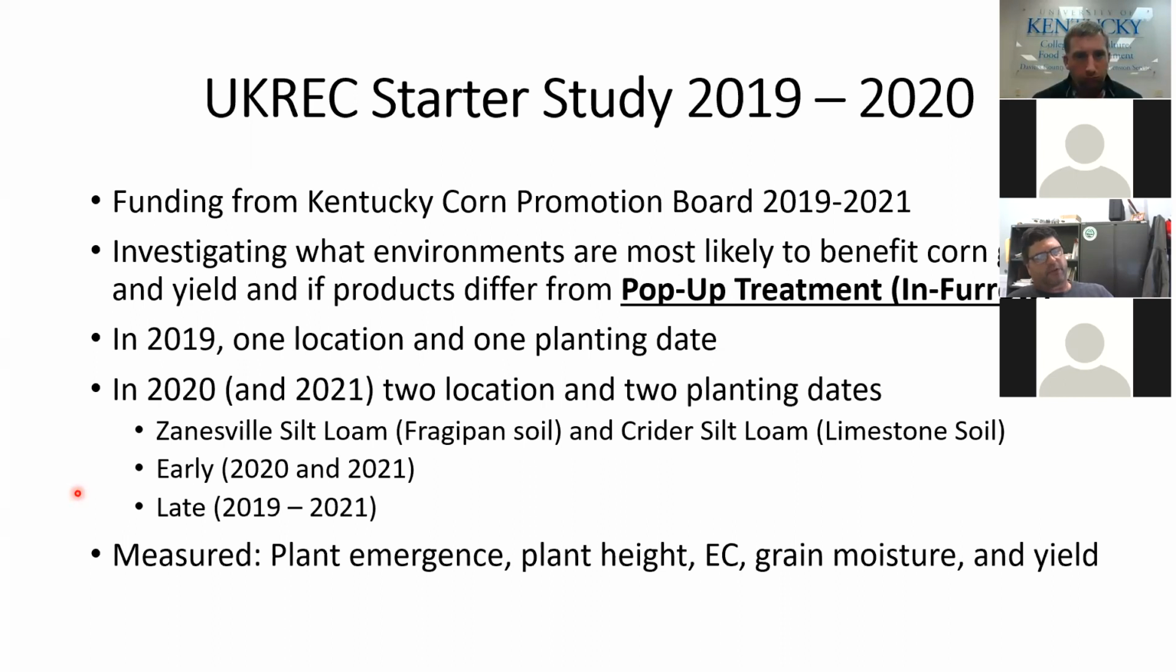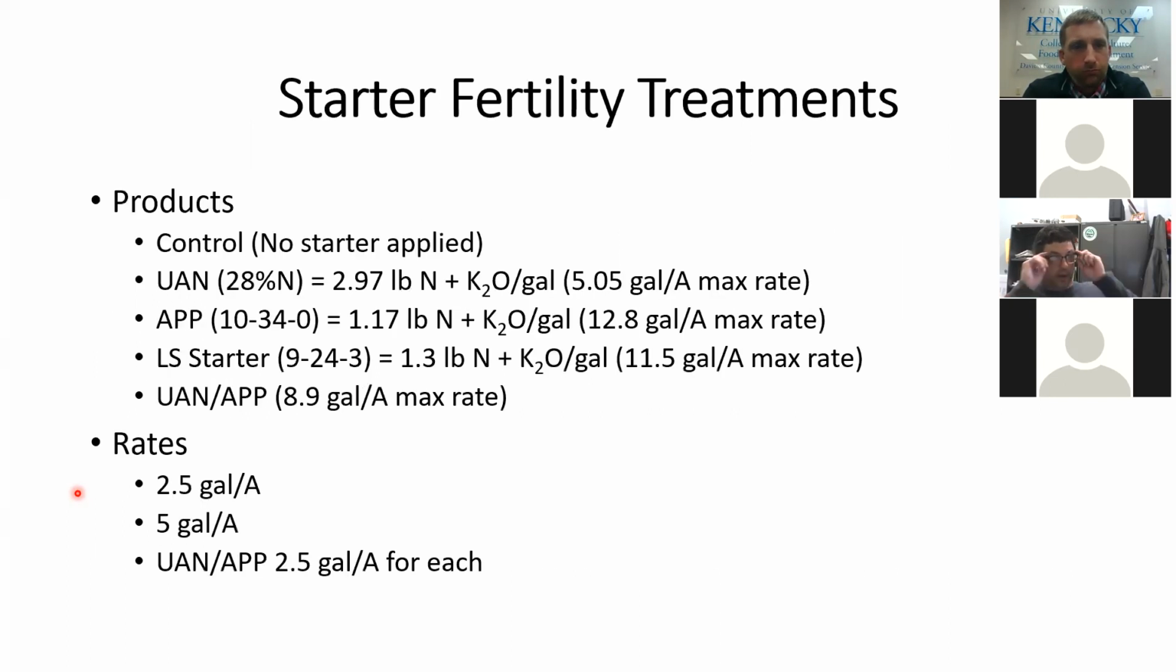We had a frangipane soil, which would be the wetter, cooler soil. And then we had a Kreider silt loam, which is a better drained, and it should be warmer soil. And then we planted early and then late. Early being, I think, the first or second week of April, and then the first or second week of May. And we looked at plant emergence, plant height. We measured soil electrical conductivity, measure that salt in the furrow, grain moisture, and yield, looking at the yield components.